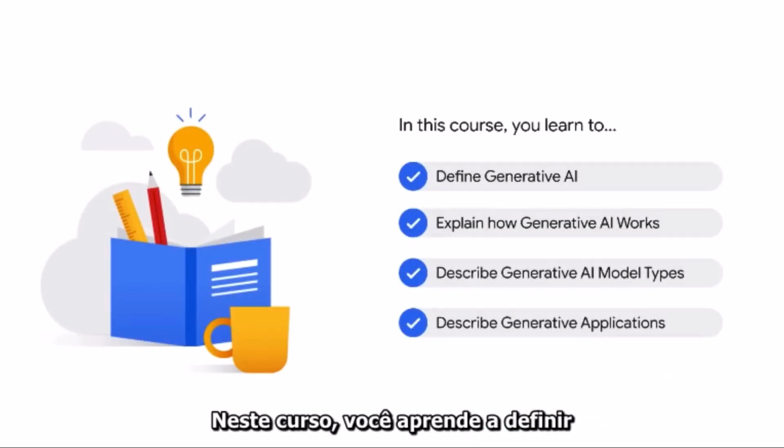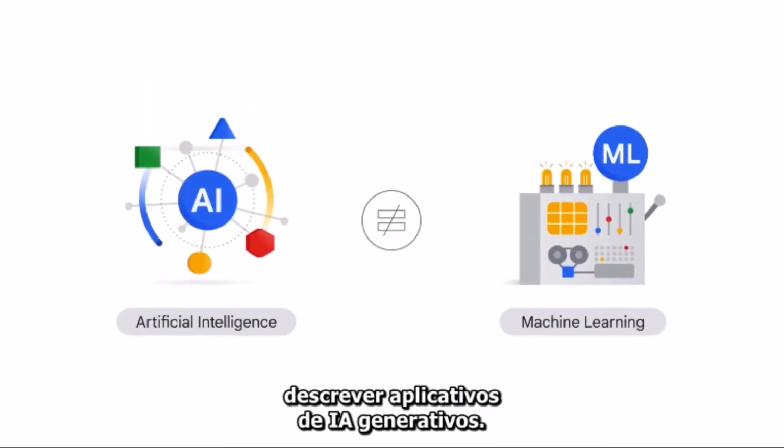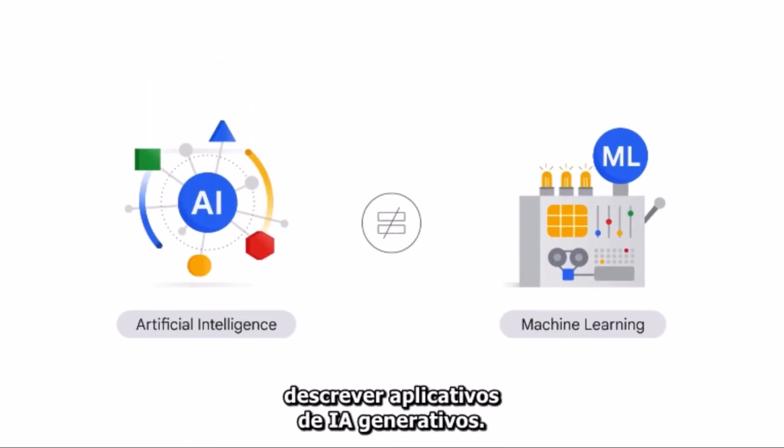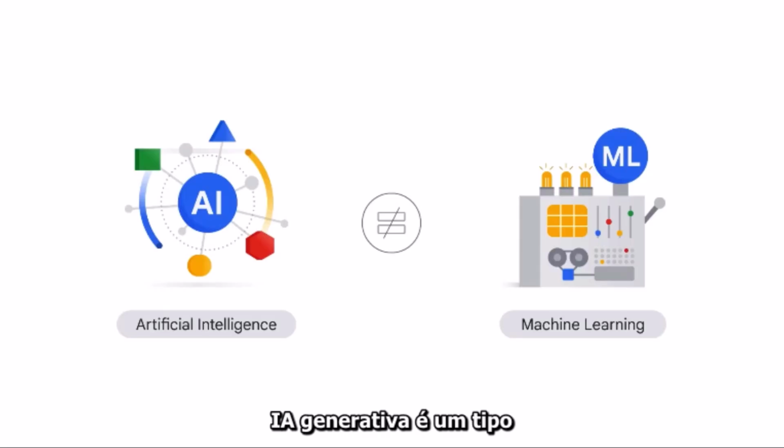In this course, you learn to define generative AI, explain how generative AI works, describe generative AI model types, and describe generative AI applications. Generative AI is a type of artificial intelligence technology that can produce various types of content, including text, imagery, audio, and synthetic data. But what is artificial intelligence? Well, since we are going to explore generative artificial intelligence, let's provide a bit of context.